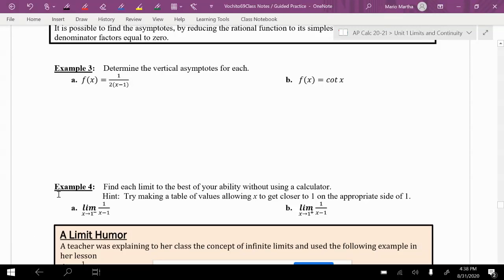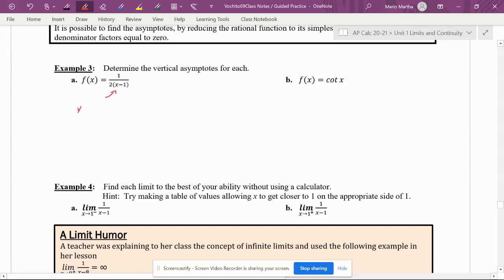So topic 1.14, part 2, example 3: determine the vertical asymptotes for each. Like we said before, if we already have it in its simplest form, we can set the denominator equal to 0. The vertical asymptote is located where our denominator equals 0. So we can say x minus 1 is equal to 0. Therefore, x equals positive 1 is the location of our vertical asymptote.